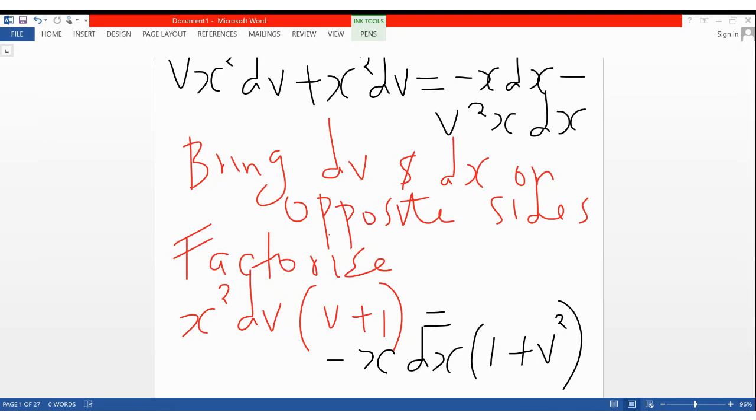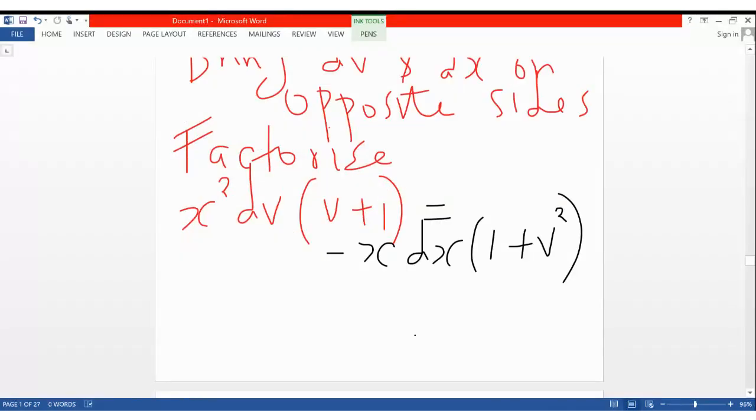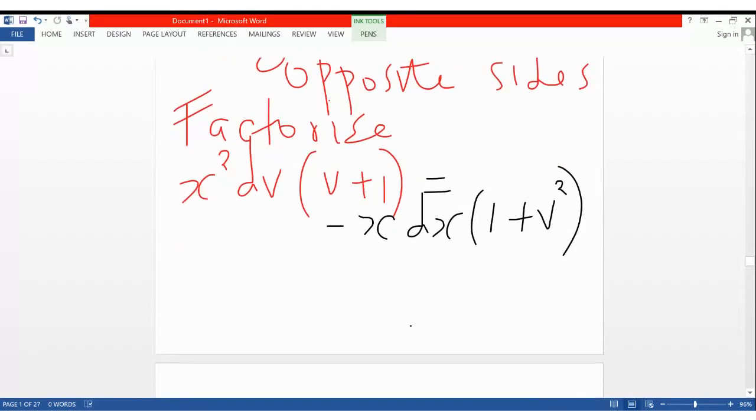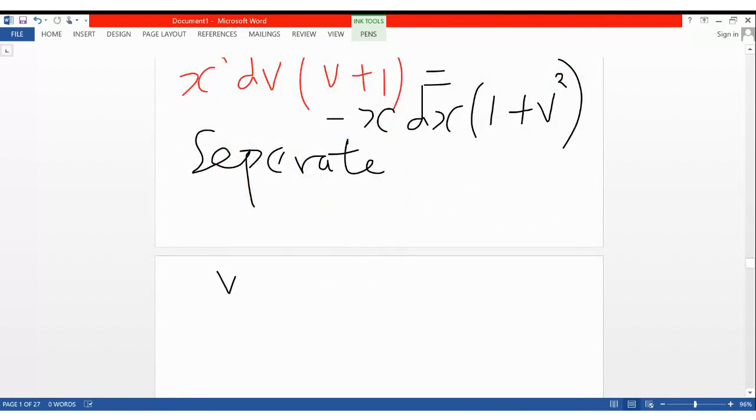Now we can move on to separation of variables. So we separate. On the side of dv, we don't want the x squared. On the side of dx, we don't want this one. So here we shall remain with v plus 1 all over v squared plus 1 dv. On the other side, we shall remain with what?